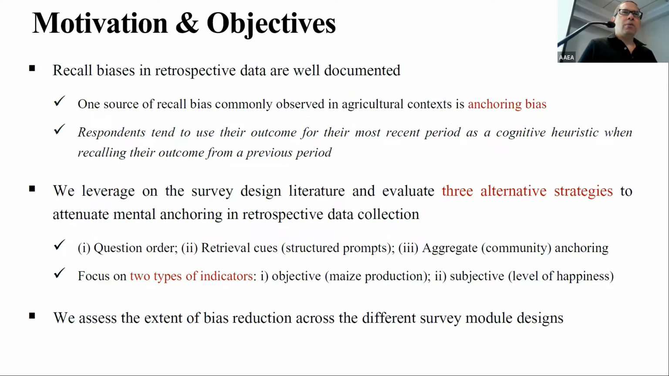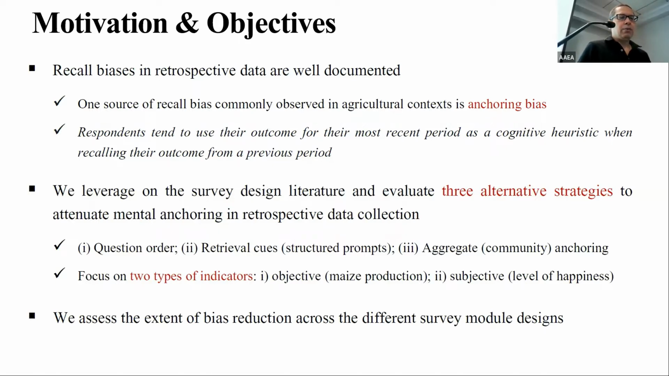One of the common recall biases observed in agricultural settings is anchoring bias. By anchoring bias, we mean that respondents tend to use their most recent outcome as an anchor when recalling their past outcomes for previous periods. That's something very commonly observed in agricultural settings. So we leverage the survey design literature to evaluate different strategies that can help us attenuate this mental anchoring when collecting retrospective data.